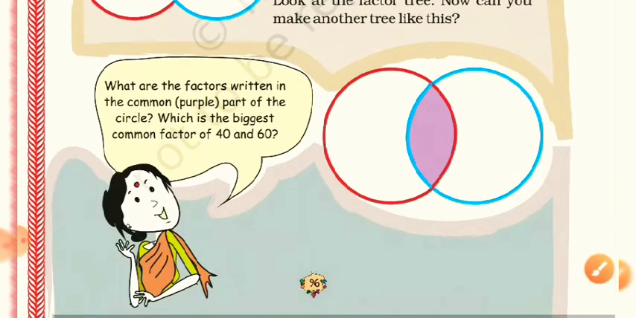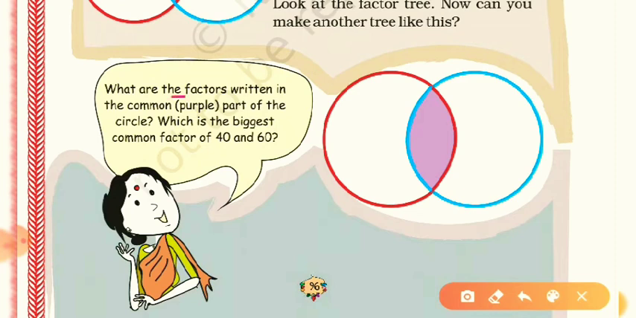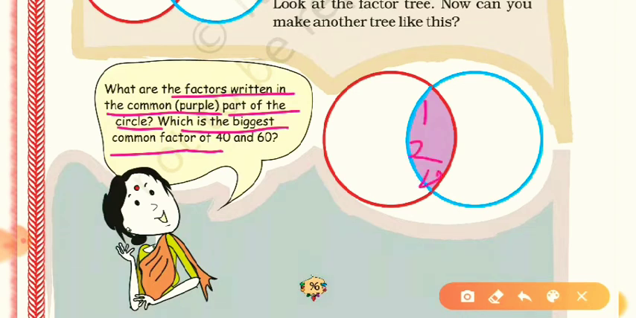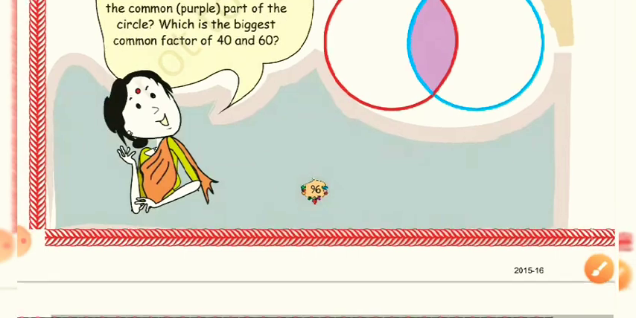Now next we have: what is the biggest common factor of 40 and 60, from the factors written in the common purple part of the circles? So what were the common factors? They were 1 and 2, then next was 4, and next 10, and at last it was 20. So among all these common factors we can see that 20 is the biggest common factor. Now come to the next page.